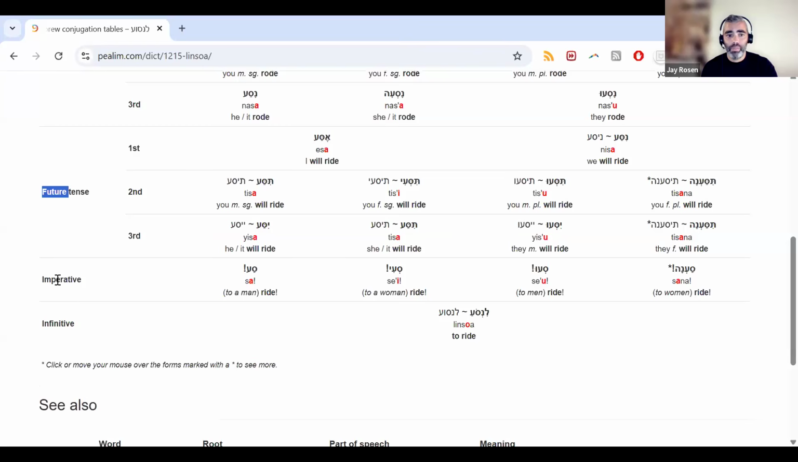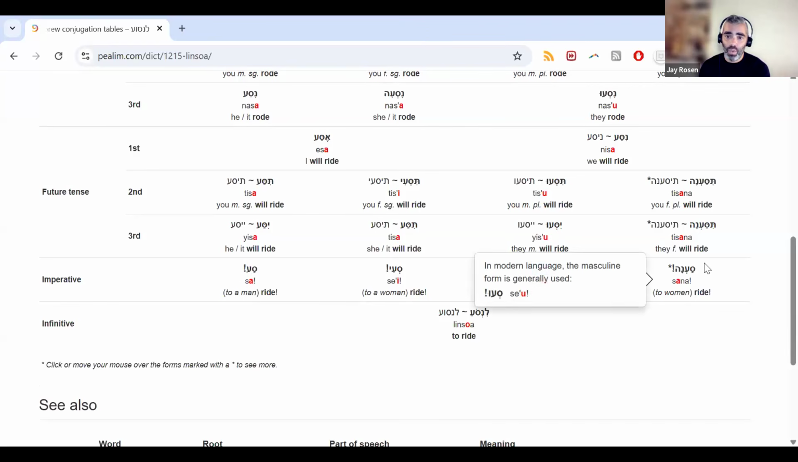And then we get to imperative, right? Just as we talked about, you saw before the plural, right? But here's the singular: to a male, sa, to a female, se'i. The one that we saw in our ad, se'u, as in se'u bezehirut. Drive carefully, drive with caution.